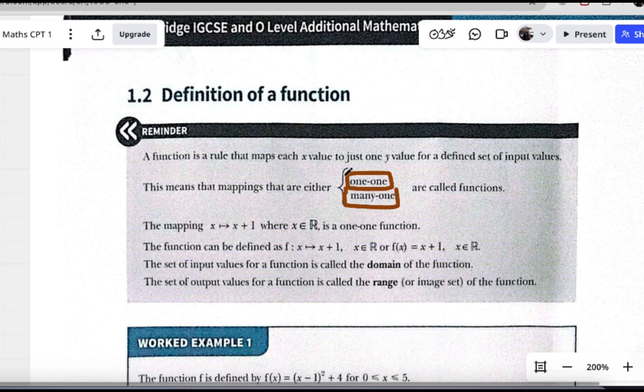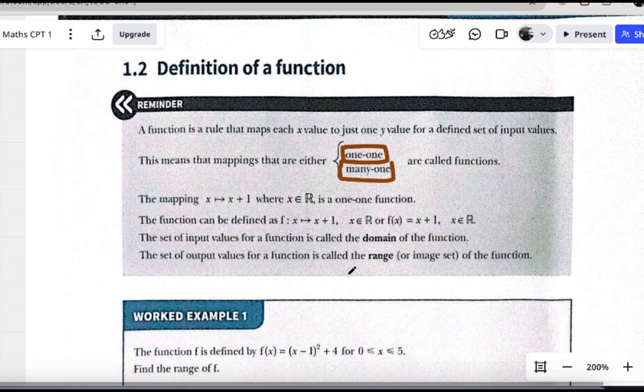So functions are relations between the x and y variables. If there is a linear relationship which is one-to-one, meaning for every single value of x you get a corresponding value of y, such is a linear function, called a one-to-one function. And for a quadratic, for two or more values of x, you get one corresponding value of y, which is also a function, called a many-to-one type of function.